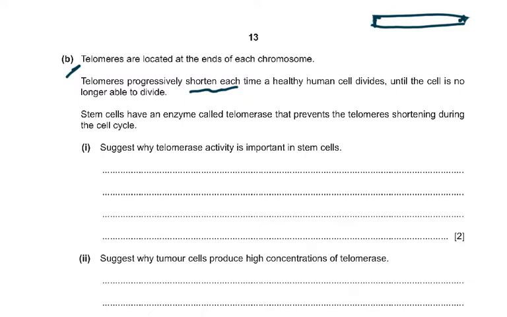So what we have to understand is that, as it says, telomeres progressively shorten each time a healthy human cell divides. A healthy human cell divides until the cell is no longer able to divide. So read very carefully. Some cells have an enzyme called telomerase that prevents the telomeres shortening. So it will not shorten and it will remain, because the telomerase is working, so the telomeres won't shorten during the cell cycle. Suggest why telomerase activity is important in stem cells, 2 marks.